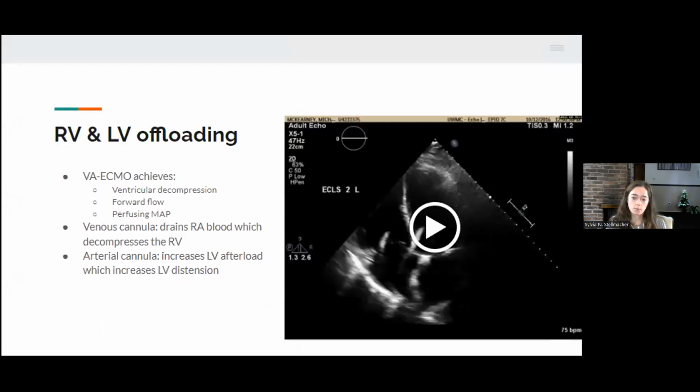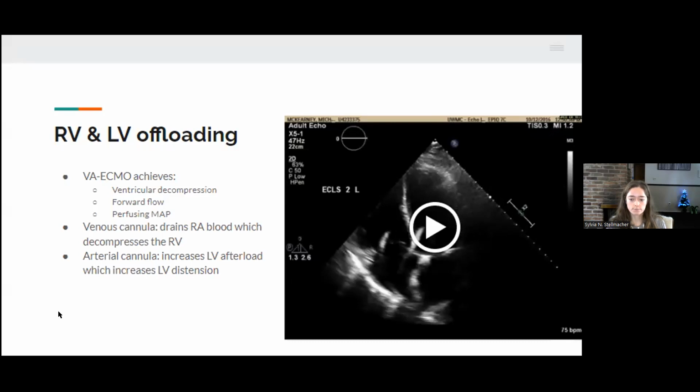So when we cannulate someone for ECMO, we essentially need to think of the RV and the LV and how we are offloading them to help maintain forward flow. The venous cannula offloads the RV, which drains right atrial blood. The arterial cannula, however, can increase LV afterload, which can increase LV distension. Even though we are thinking of VA-ECMO overall helping the heart, we have to keep in mind that although we are pushing oxygenated blood back up the aorta towards the heart, this can worsen left ventricular afterload due to the pressures.